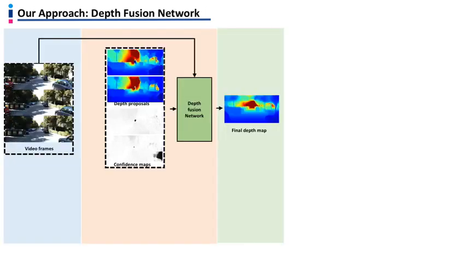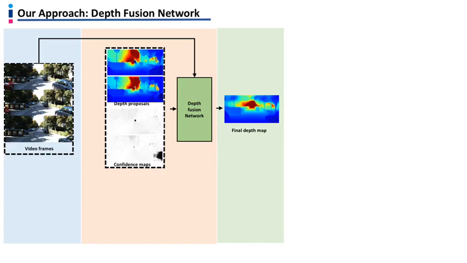The previous two components are differentiable but not learnable, and the last component, the depth fusion network, is a convolutional neural network that contains trainable parameters, which is learnable. It fuses the target frame, depth proposals, and confidence map as input and estimates the final depth map.